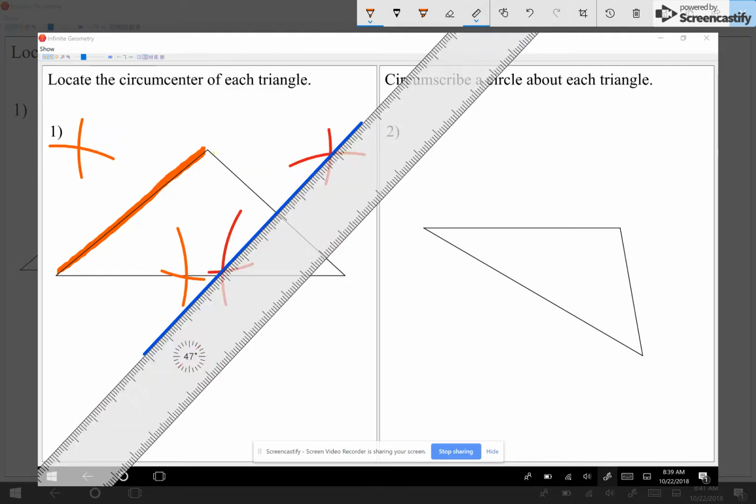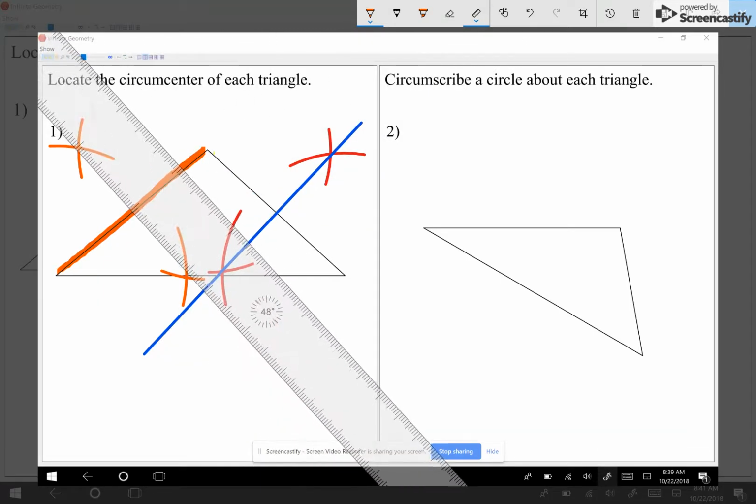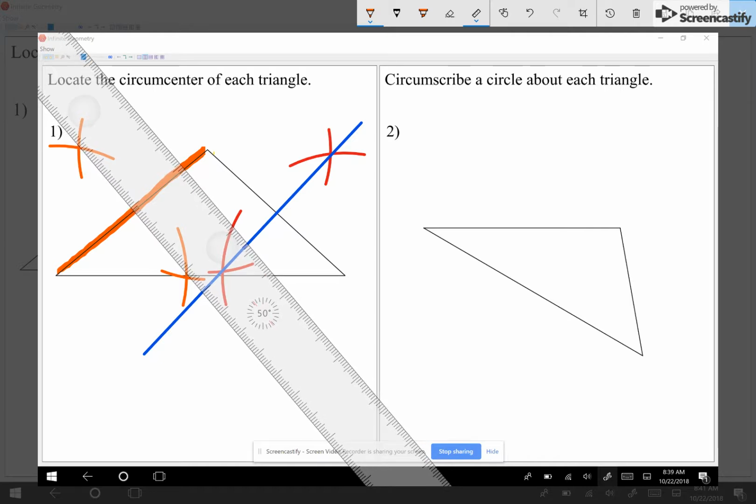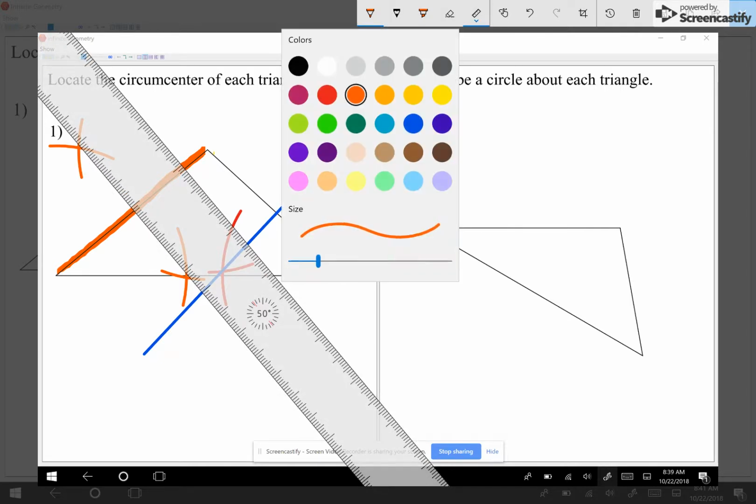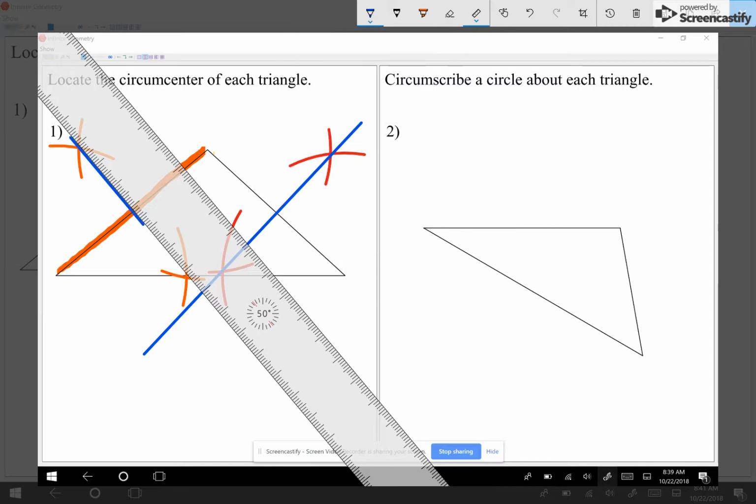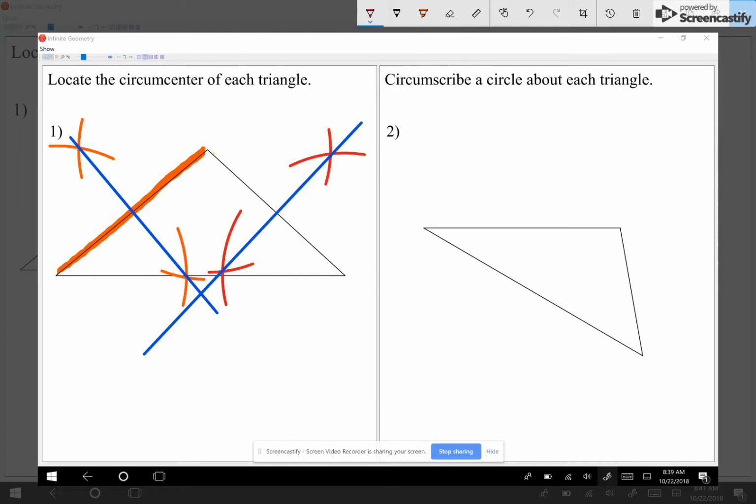I'm going to connect my two intersections. In this case, let me do it in blue. Now the point where my two segments intersect, this point, let me also call it C for circumcenter. Now we're going to be looking at the importance of that point in a minute.